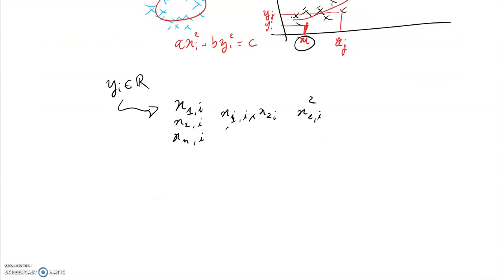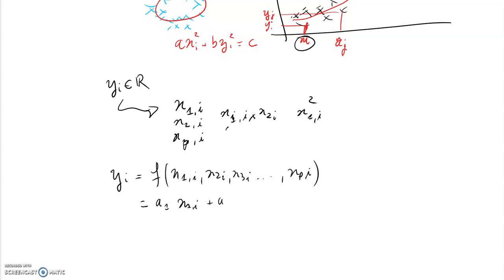Each yi is a function that depends on x1i, x2i, x3i, etc. You've got many of those. Maybe n is not a good choice, so let's take another value, xpi. This dependence is linear, in the sense that I would get a1 x1i plus a2 x2i plus a3 x3i, etc., plus ap xpi.